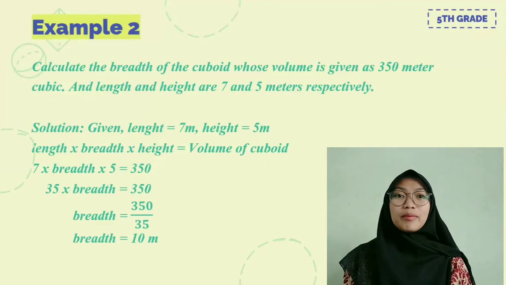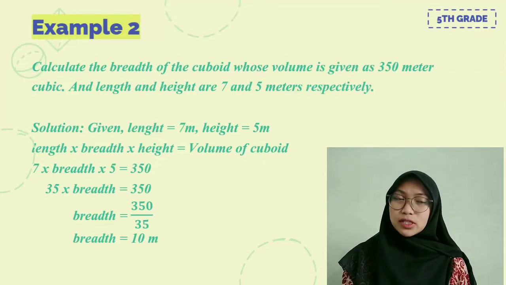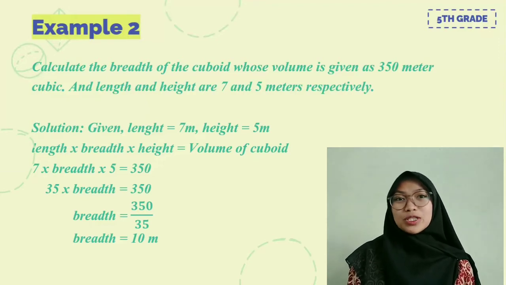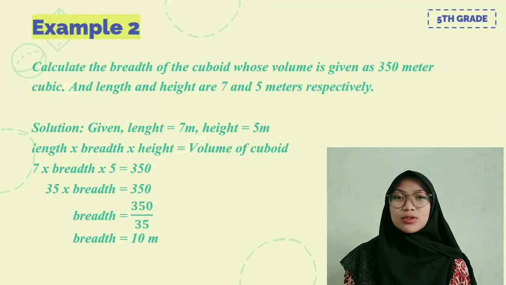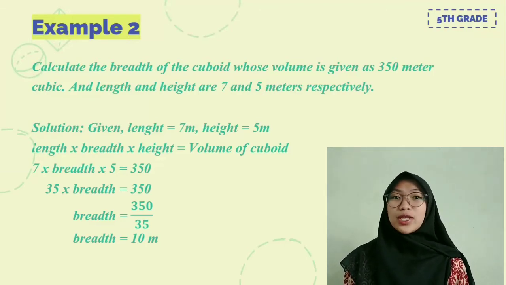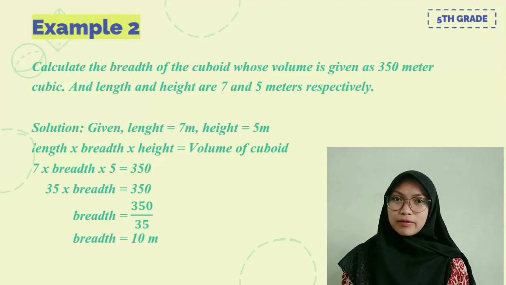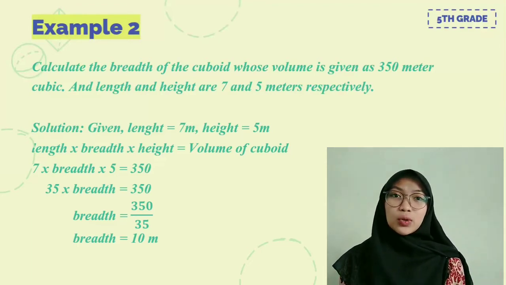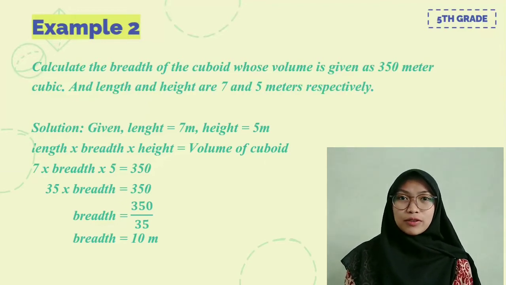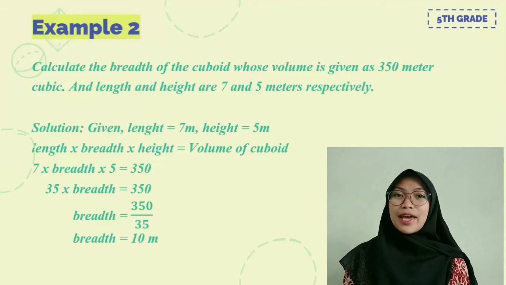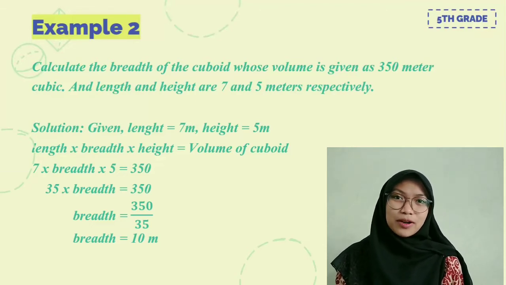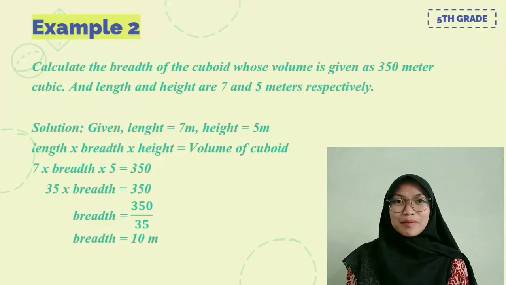7 multiplied by 5 is equal to 35. So, 35 multiplied by breadth is equal to 350. To find the breadth, we need to divide 350 by 35. Breadth equals 350 over 35. Breadth is equal to 10 meters. Therefore, breadth is 10 meters.